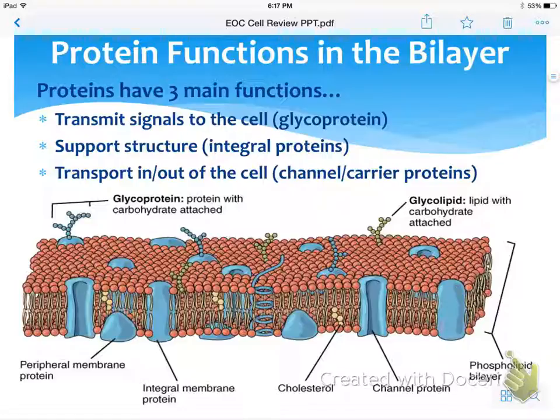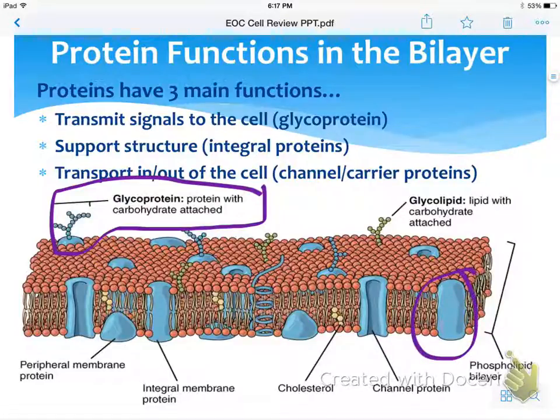So protein functions. So proteins have 3 major functions. So they transport signals if they're a glycoprotein, which is this one right here. They support structure if they're an integral protein. So this is an integral protein, this is an integral protein. And then they transport things in and out. So these are your channel proteins. So things can go out, things can go in.